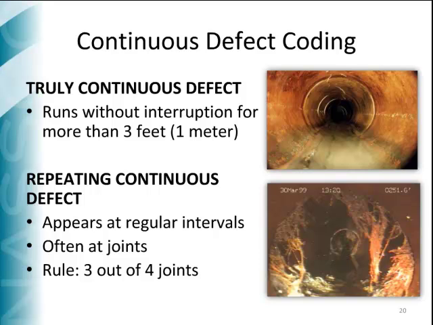The rule for this type of continuous defect says that at least 3 out of 4 joints, or 75%, should be affected by the defect in order to qualify as a continuous defect. Let's see some examples of how these two defects look in a real scenario.